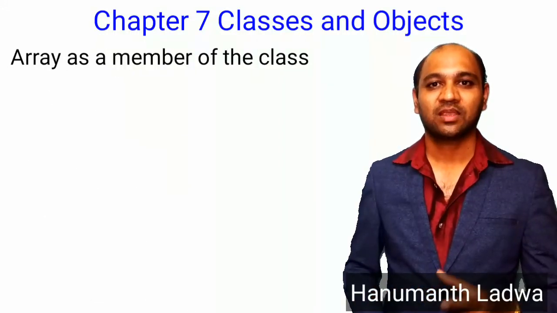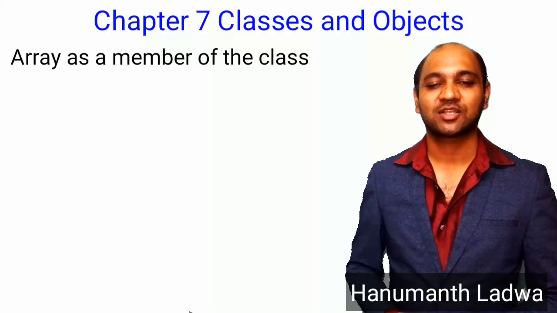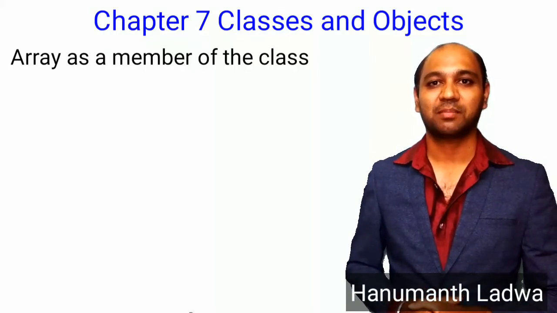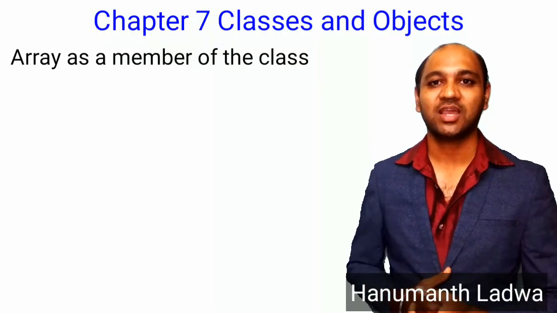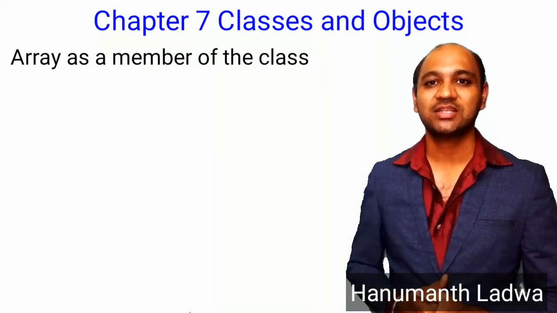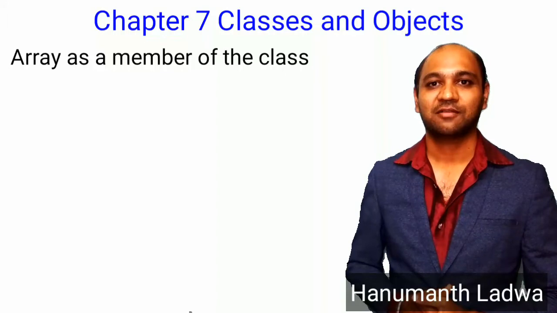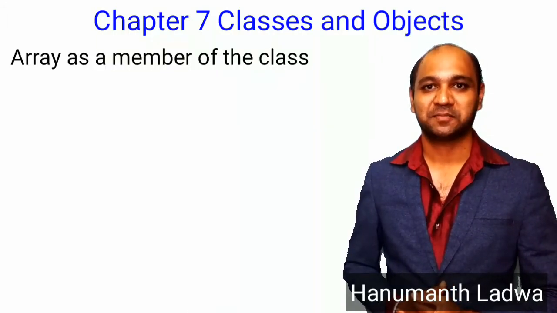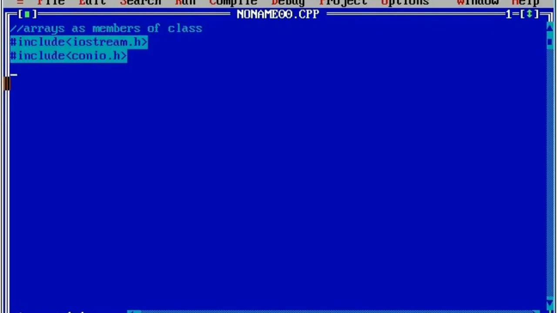Now we'll study arrays as members of the class. So till now we have seen the normal variables as members of the class. Now we are going to study how exactly we can use arrays as members of the class. For that, again we are going to go for the laptop screen. Here you can see I've written in a single line comment arrays as members of class. Hash include iostream.h and hash include conio.h.